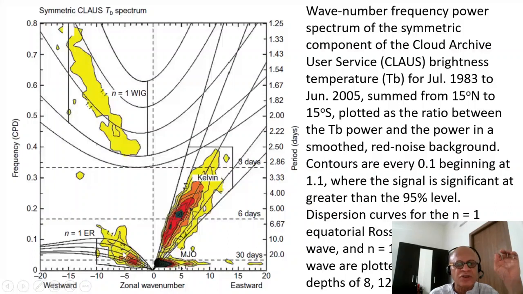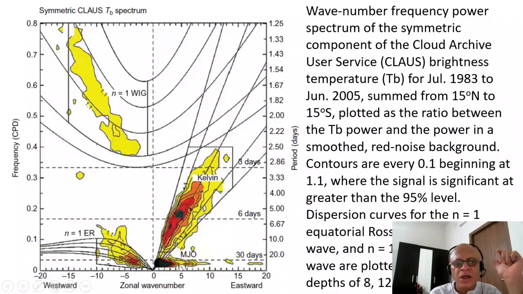So equatorial Rossby waves propagate westward at smaller wave numbers, and at longer wave numbers, shorter wavelengths, they become eastward. But nonetheless, there is the westward propagating inertial gravity wave, and here are the Kelvin waves for various equivalent depths. But there is the MJO.